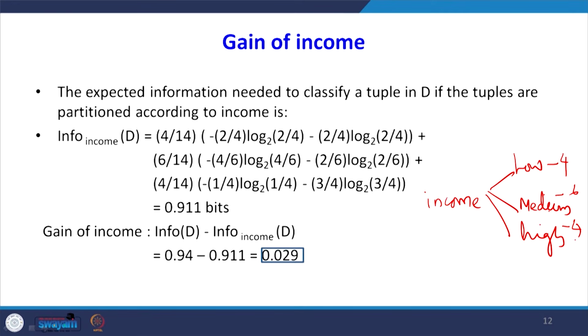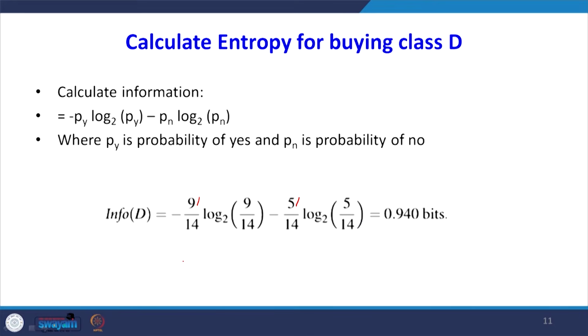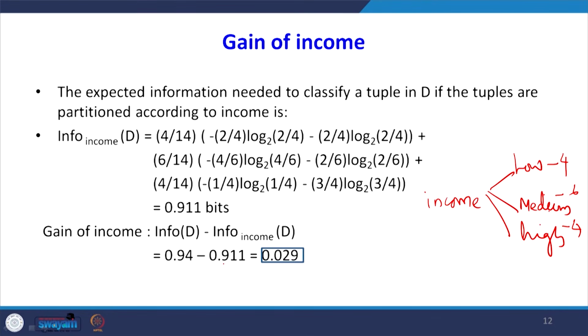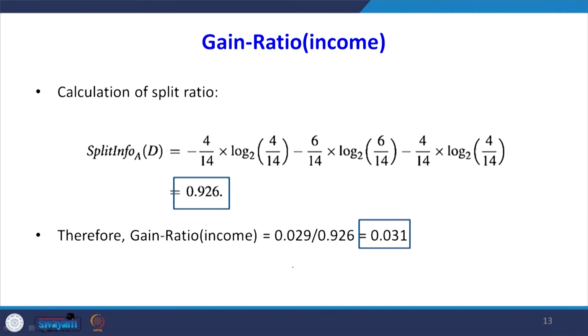So, it is a kind of weighted attributes, because it is nothing but expected information needed. So, it is nothing but our weighted entropy. So, the weighted entropy is 0.911 bits. So, the gain of income is info D minus info for the attribute income. So, we got this 0.94 minus 0.911 equal to 0.029.